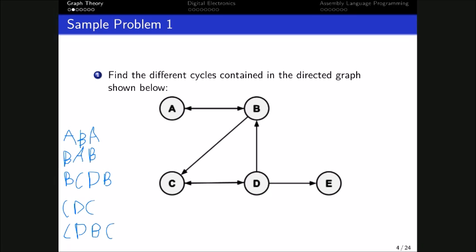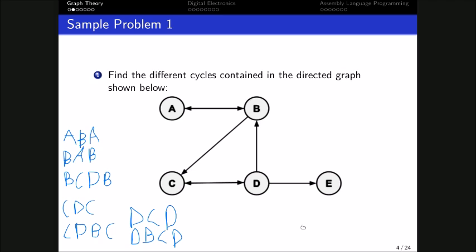So then we start at D. D can go to E, but that's a dead end. D can go to C, and DCD is another one. Oh, it's getting really hard to write all these down. D, C, D. D can go to B, B can go to C, and C can go back to B. D, B, C, D, and D, B, D, and that's the only other cycle, I believe. If you guys think I've missed any, just let me know.